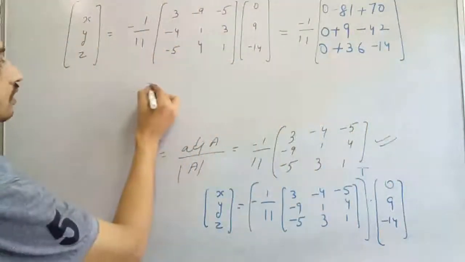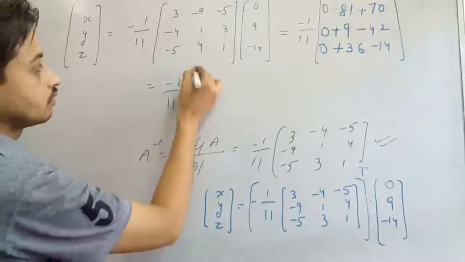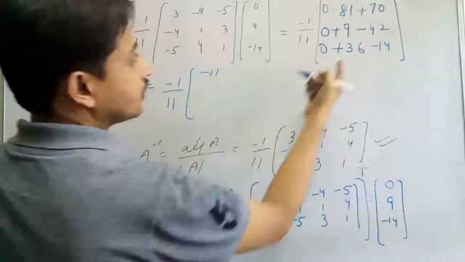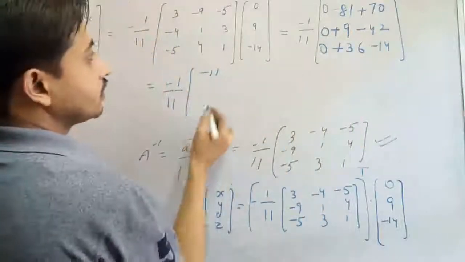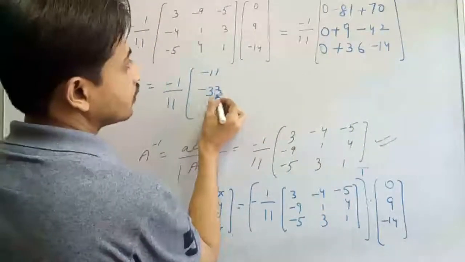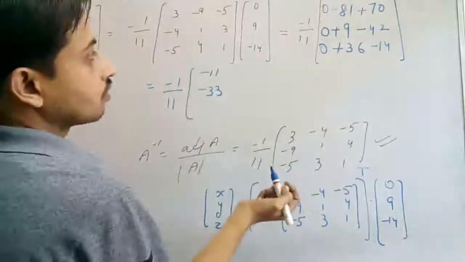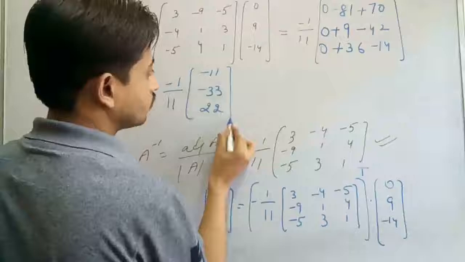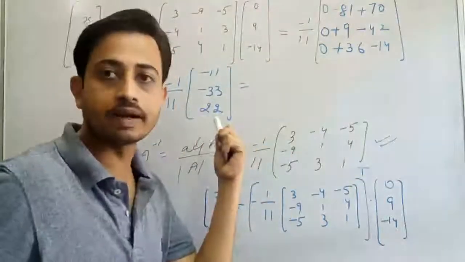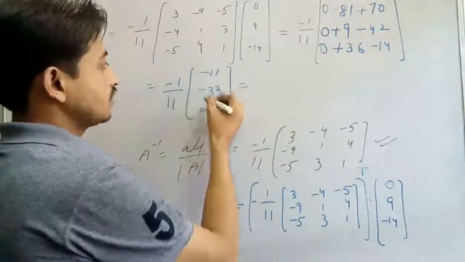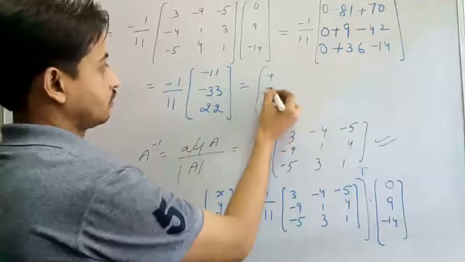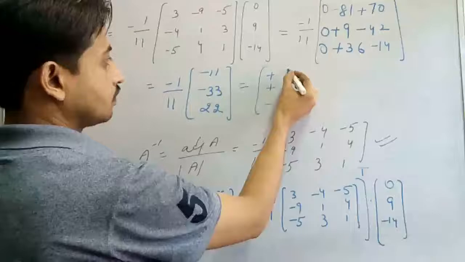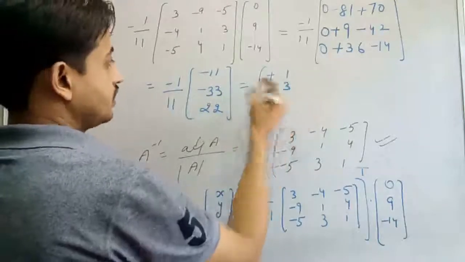So what's the result? Minus 1 by 11, minus 81 plus 71, it means minus 11. 42 minus 9, we get minus 33. 36 minus 24, what will we get? 22. Now divide by minus 1 by 11. So minus minus becomes positive here and this becomes negative. 11 1 is 11, 11 3 is 33, 11 2 is 22.